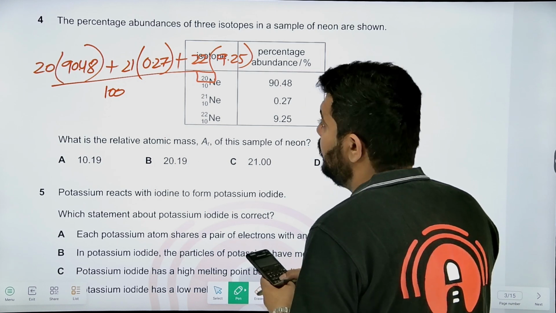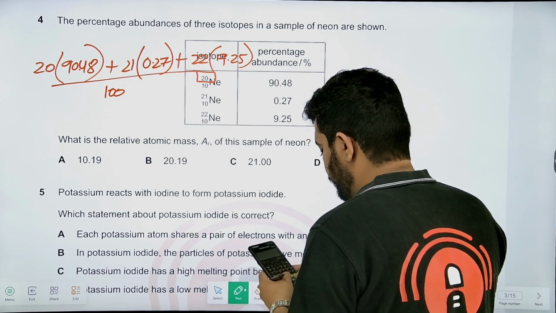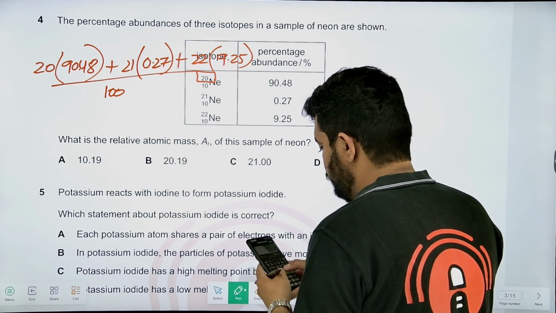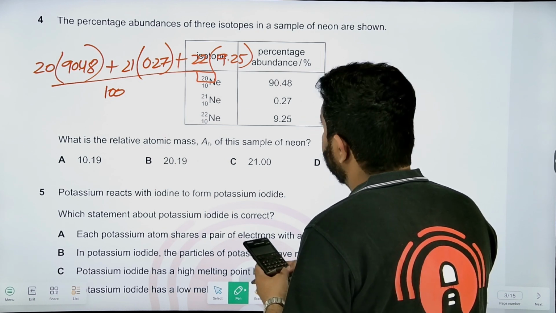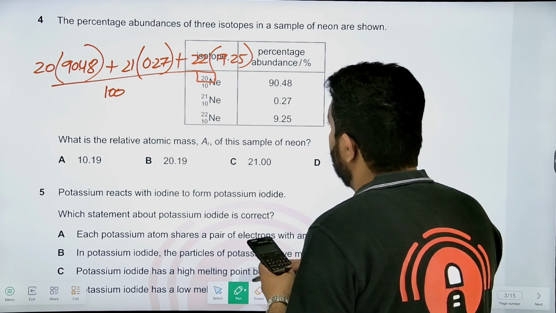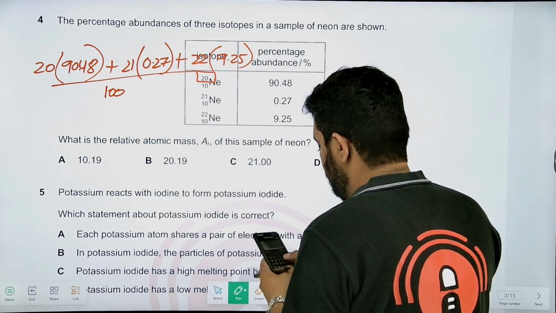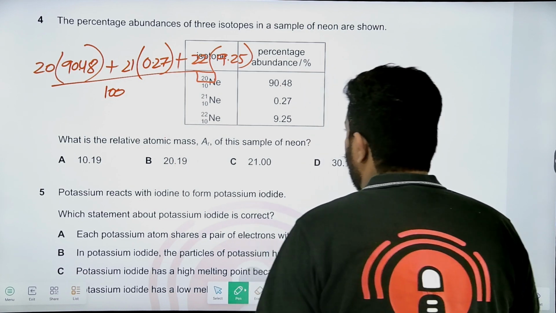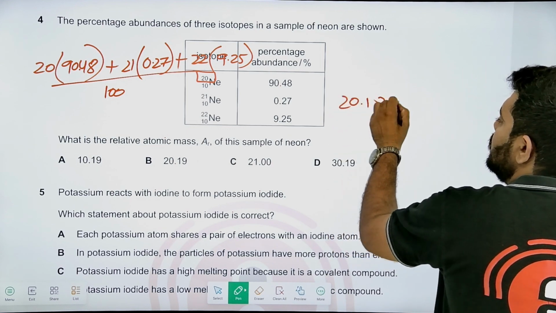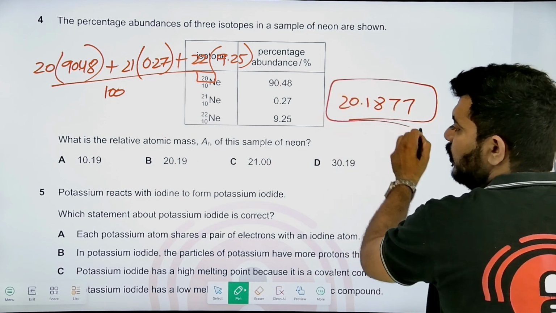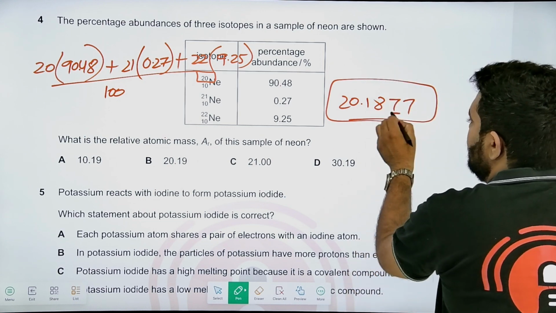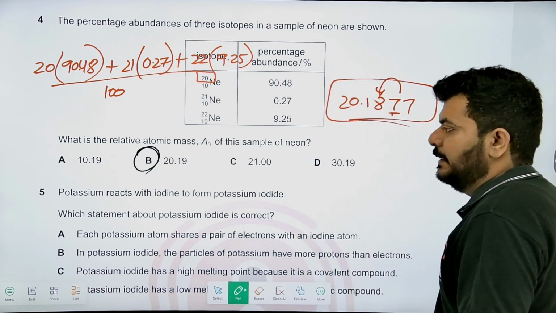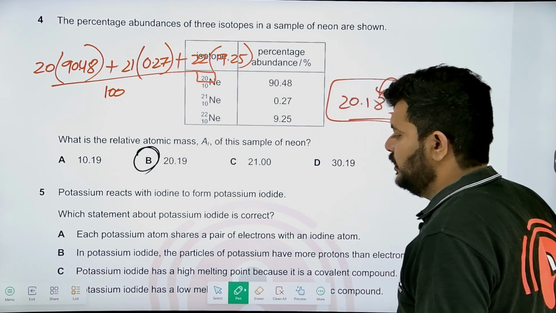We have 20 multiplied by 90.48 plus 21 multiplied by 0.27 plus 22 multiplied by 9.25, divided by 100. We get 20.1877. Okay, now 187, right? If I round it off, I will get 20.19. So that will be my answer over here.